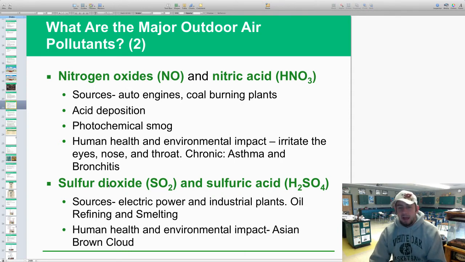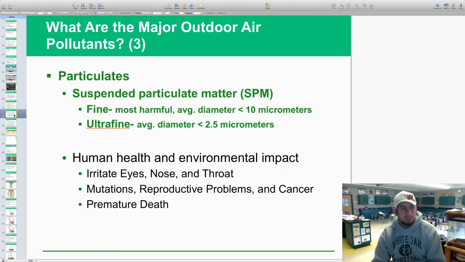Let's take a look at sulfur dioxide, and also sulfuric acid, which is the secondary pollutant caused by that when it recombines with water vapor in the atmosphere. And the sources are electric power plants and industrial power plants, as well as oil refining and smelting. And this is our major contributor to the Asian brown cloud, and it can cause major negative impacts, as well as contribute to photochemical smog.